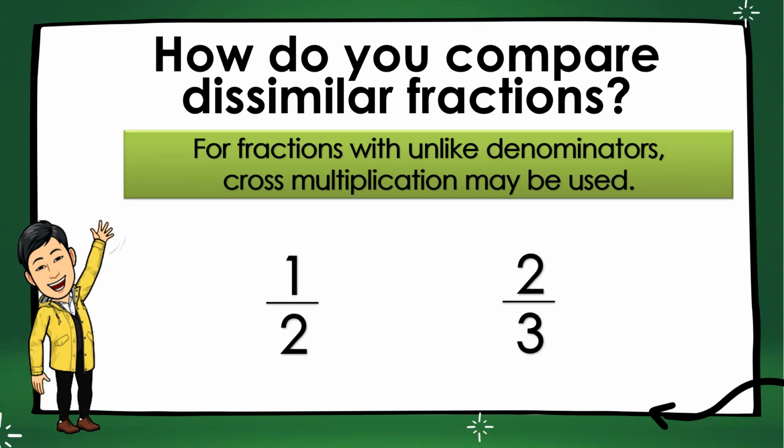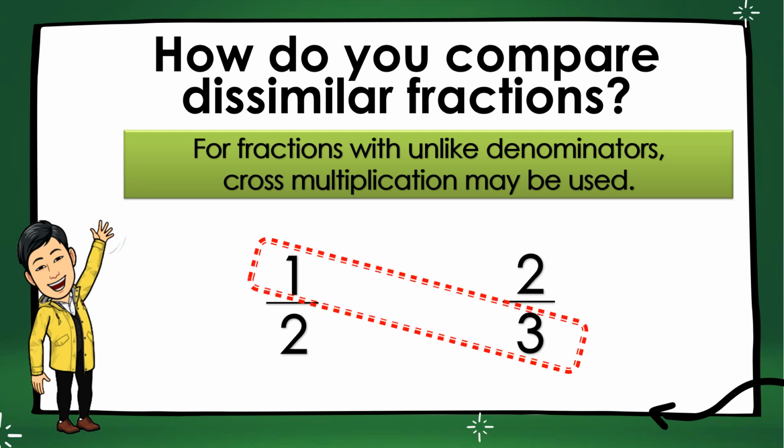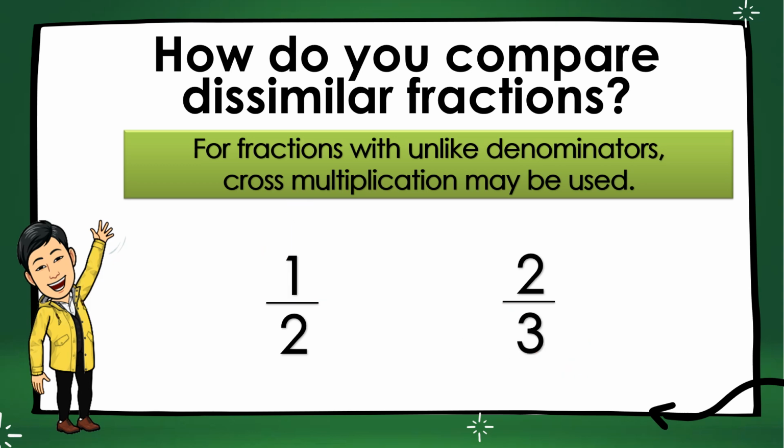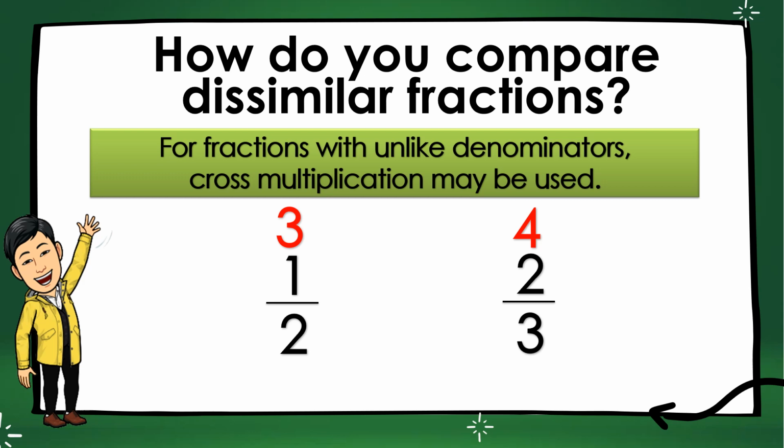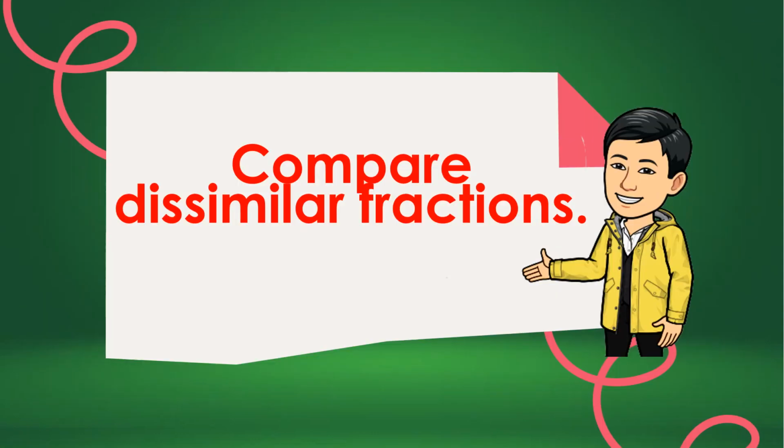Here's another example. Okay, so first we have to multiply 3 times 1, that is 3. And then we have 2 times 2, that's 4. So the answers are 3 and 4. Now, we compare the dissimilar fractions. So 3 is less than 4. Correct.